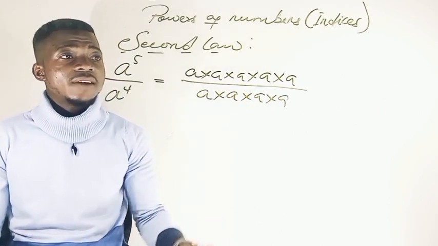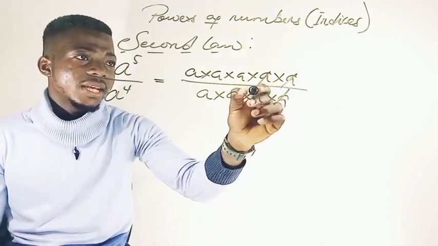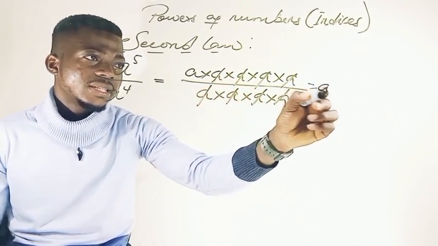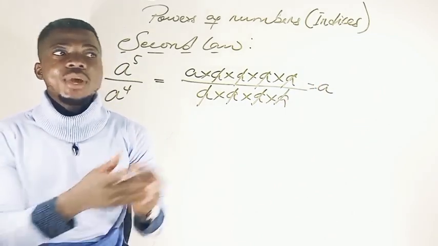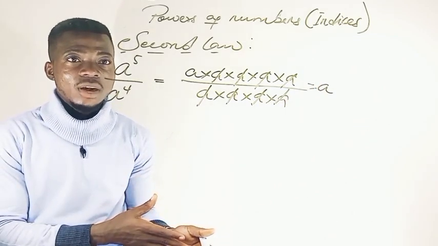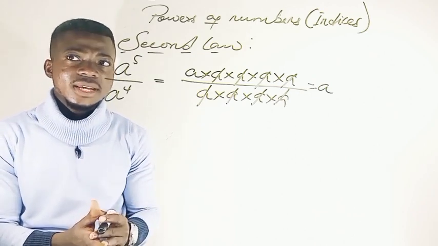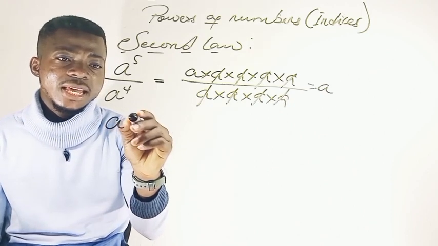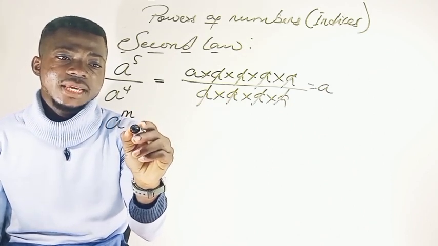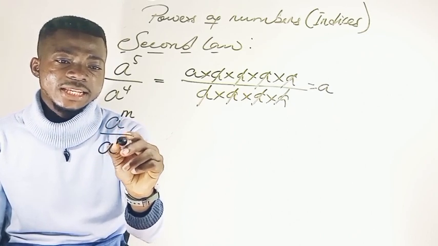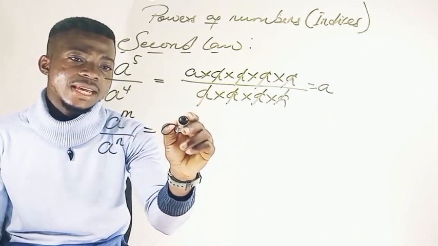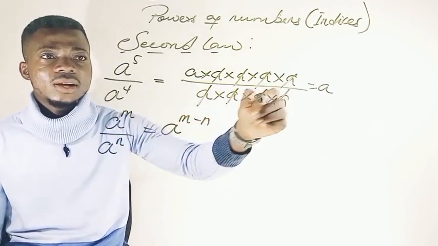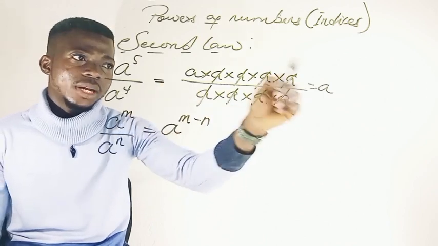All right, now we can cancel them out. So a cancels a, cancels a, cancels a, cancels a. So the answer is a. When you do it this way, you have it. So from this we can deduce the second law. That goes like this: if you have a exponent m divided by a exponent n, then the answer is a exponent m minus n. Hope you agree.